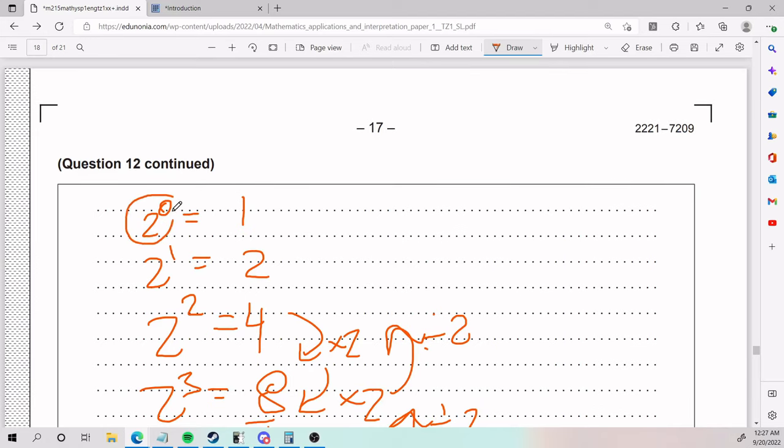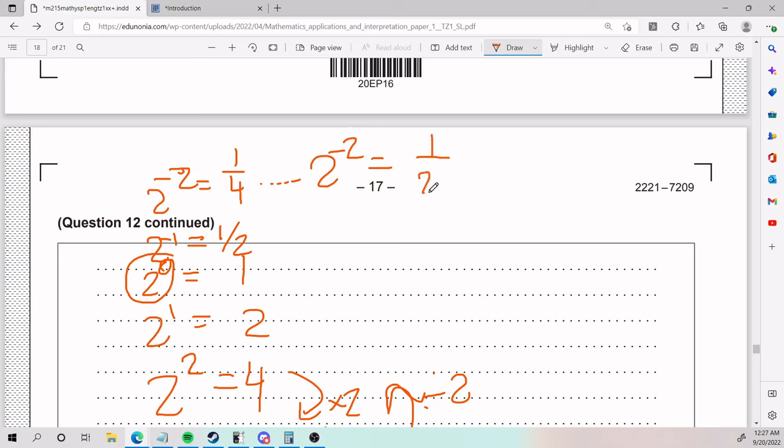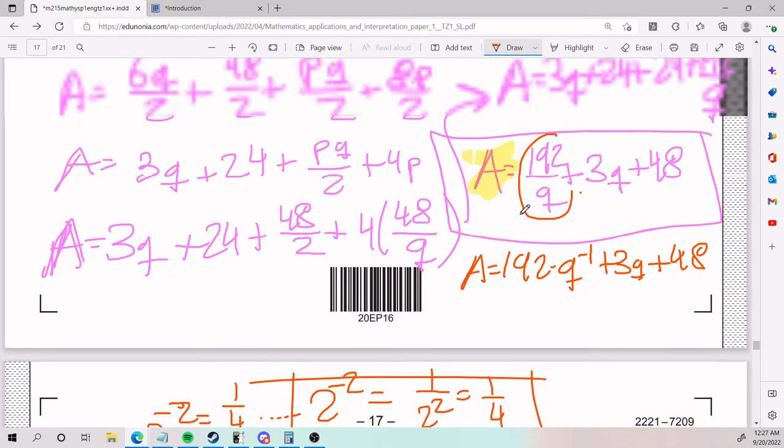That's also why anything to the power of 0 is 1. And if I keep going, 2 to the power of negative 1 is 1 half. ¿Cierto? 2 to the power of negative 2 is 1 over 4. See? And the step in between, ¿cierto?, of 2 to the power of negative 2 is that I actually do 1 over 2 to the power of 2 equals 1 over 4. See? So that is what the negative exponent does. That's all the explanation was for.